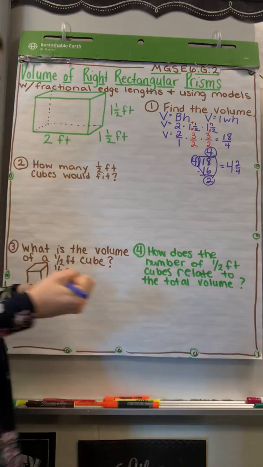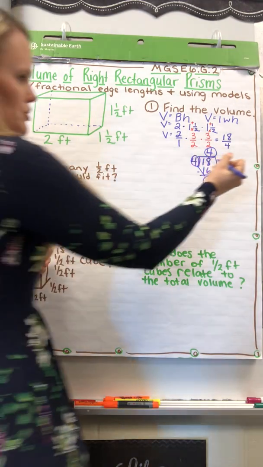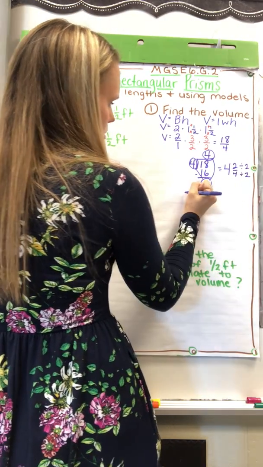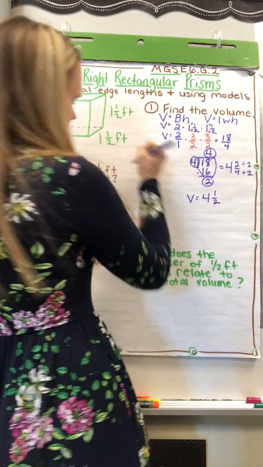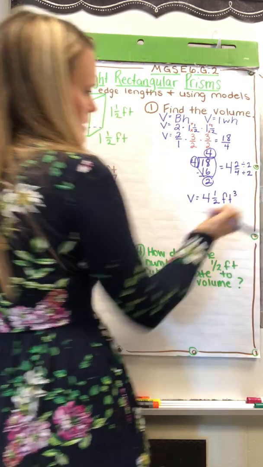Okay, that fraction can be simplified because 2 and 4 have a common factor, which is 2. We divide both of these by 2. We get that the volume is 4 1/2, and the unit of measure is feet, so it's cubic feet.